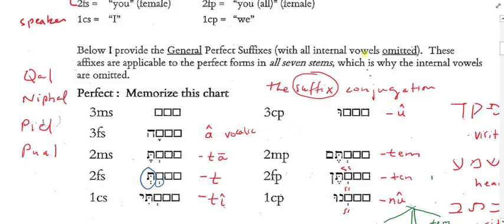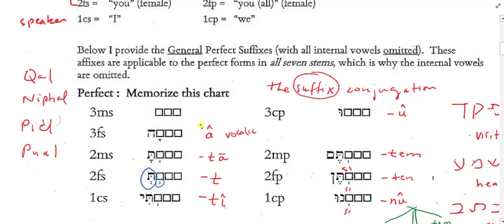So this is great. Now, because we are changing the suffixes here to indicate who's doing the action, the perfect conjugation is also sometimes referred to as the suffix conjugation. So you will see both of those expressions used for this type of conjugation pattern, the suffix conjugation or the perfect conjugation. Now let's look at what happens.